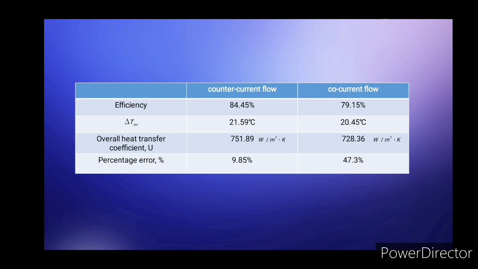With the same area, countercurrent can perform more heat exchange than co-current. The overall heat transfer coefficient for countercurrent is higher than co-current, which means counter flow is better than parallel flow. Last but not least, counter current flow has lower percentage error than co-current flow.